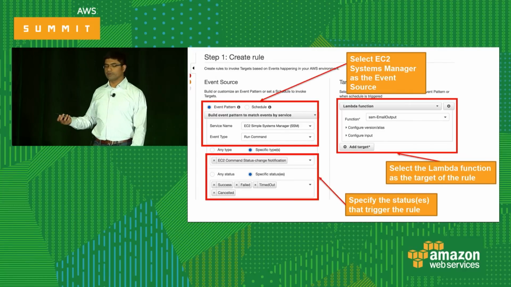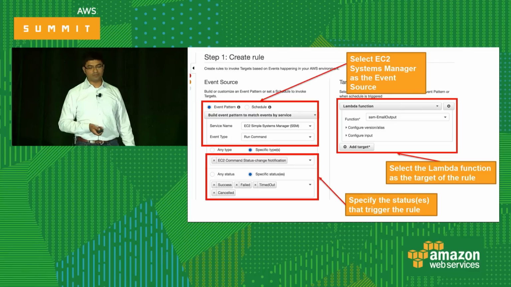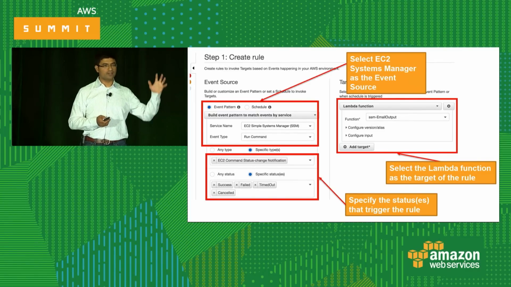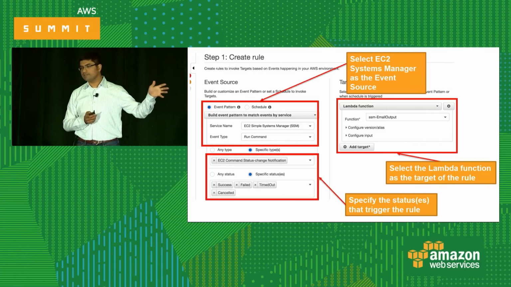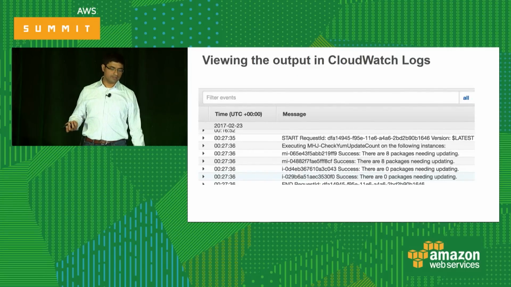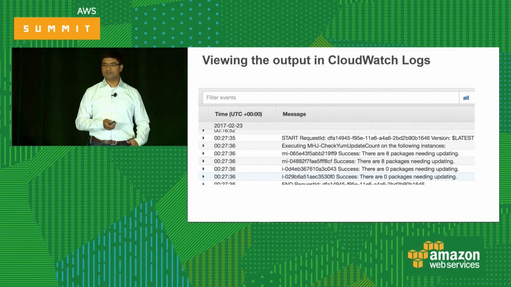And we set up the output. So that goes to the function that we define, SSM, in this case, email output, but you could also have it as CloudWatch output. And that wires it all up so that every time a run command state changes, that function is going to be invoked. And the end result looks like this. So you have all the output going to CloudWatch logs.